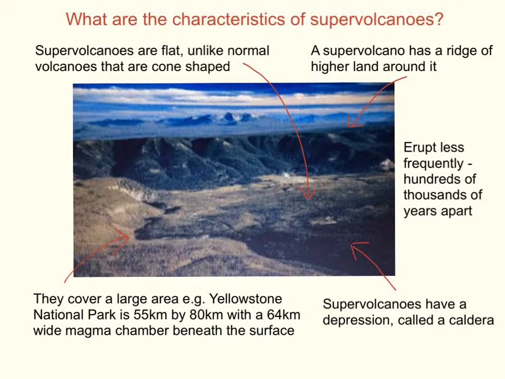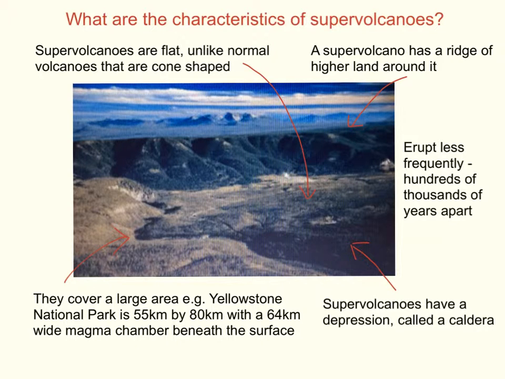So what are the characteristics of a supervolcano? Firstly, they are flat, which varies from a normal volcano, as normal volcanoes are cone-shaped. The supervolcano has a ridge of higher land around the edge of it, which marks the edge of the actual volcano itself. And this depression, or this area of flat land, has a specific term. It's called a caldera. They cover a large area.